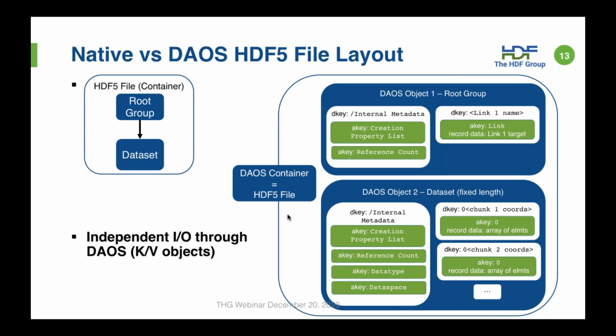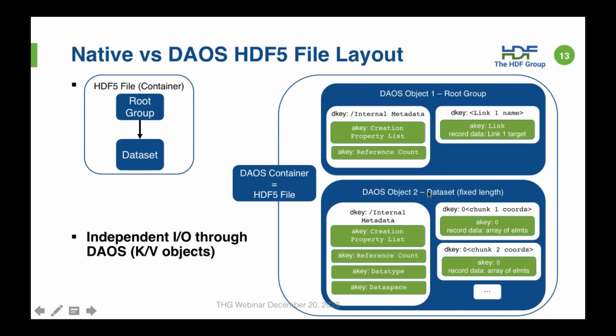And so you can see in this diagram, for example, we map HDF5 groups to DAOS objects. And within that object, we have key value pairs that store things like the internal metadata of the group. So this will be things like the group creation property list, the reference count of the group, and things like that. And then each link inside the group is essentially a key value pair where the key is the link name and then the value is the object that the link's pointing to.